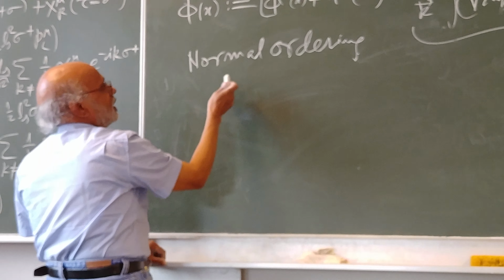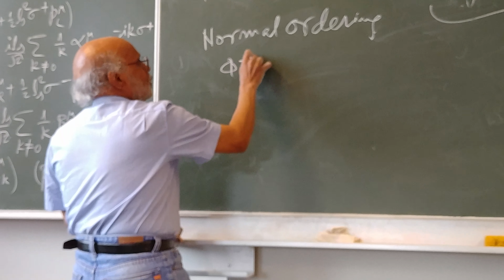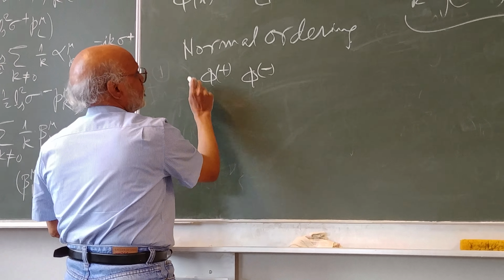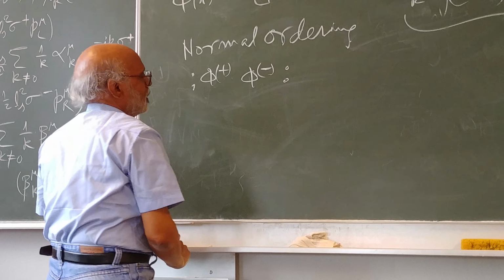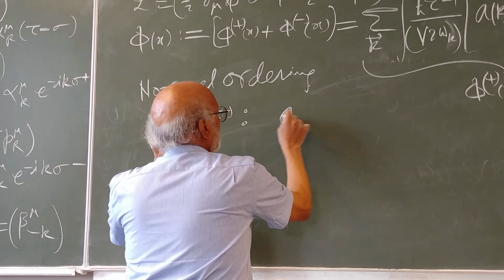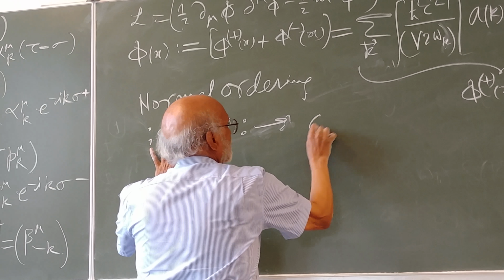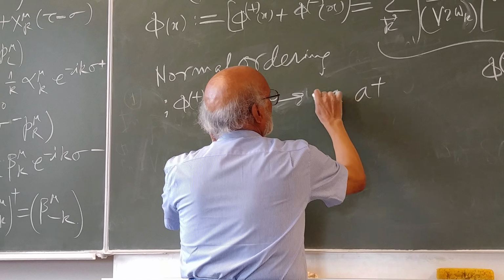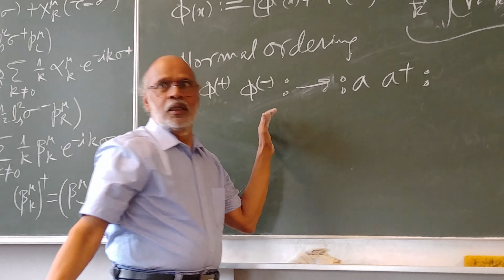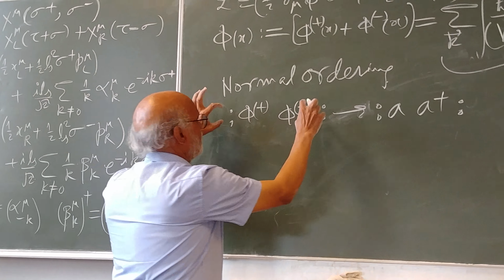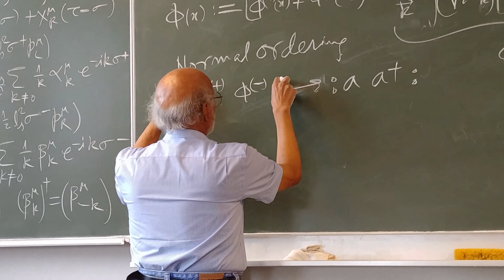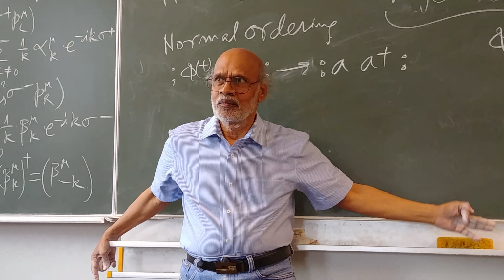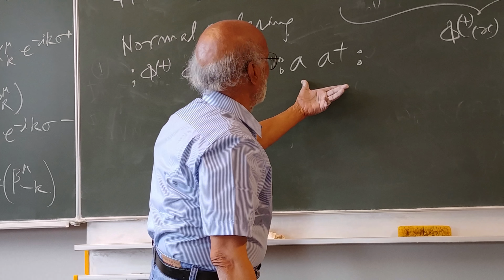Normal ordering in field theory. So what you do, supposing you have phi plus, a product of phi plus and phi minus, and if you want to normal order, this would involve an A, this would involve an A, and this would involve an A dagger. Okay? By putting an object between two dots on both sides, this is one of the standard notations to denote the normal ordering. So far this is not normal ordered.